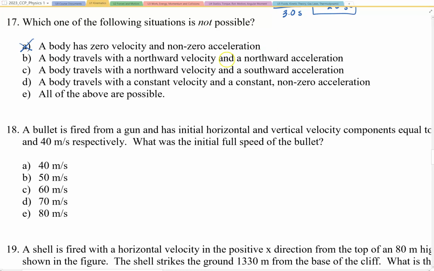B, a body traveling with a northward velocity and a northward acceleration. Well, if we have velocity and acceleration pointing in the same direction, we're just increasing the velocity of the object, so that's fine. And conversely, if we have a northward velocity but a southward acceleration, we're just decelerating that object, so that's definitely possible. D, a body that travels with constant velocity and a constant but non-zero acceleration, this is one I have a problem with, because a non-zero acceleration implies that we have a change in velocity over time, and if we're experiencing a change in velocity, then we can't maintain a constant velocity. So I think D would be the answer here, which is not possible.